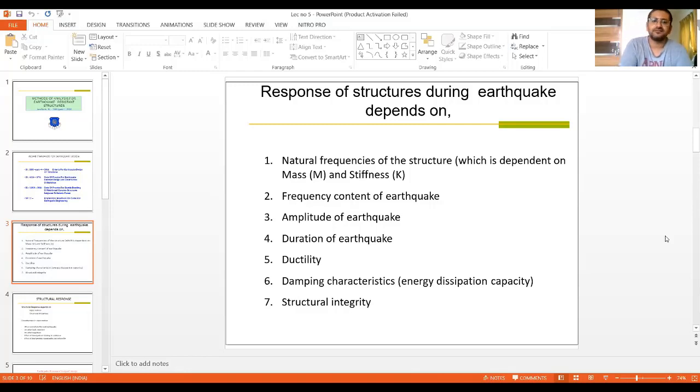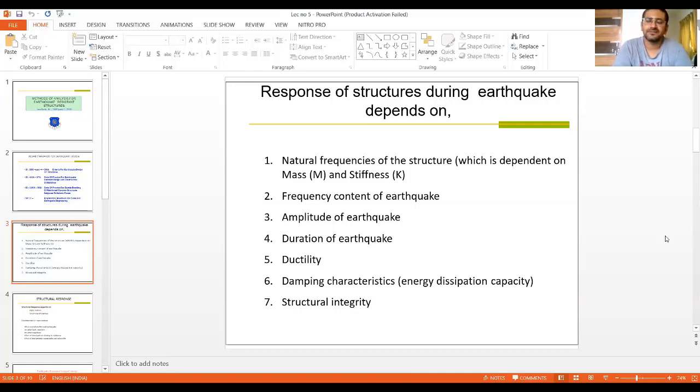Then the frequency content of the earthquake, which depends on the time period of the earthquake. Then the amplitude of the earthquake, duration of the earthquake, ductility, damping characteristics, and structural integrity. Whether the structure is ductile or not, for what duration the earthquake is taking place, and depending upon the duration, the amplitude will be there, whether it is going to reach resonance or not, that is also going to affect the response. Then, depending upon the type of the material, the energy dissipation is going to be there.